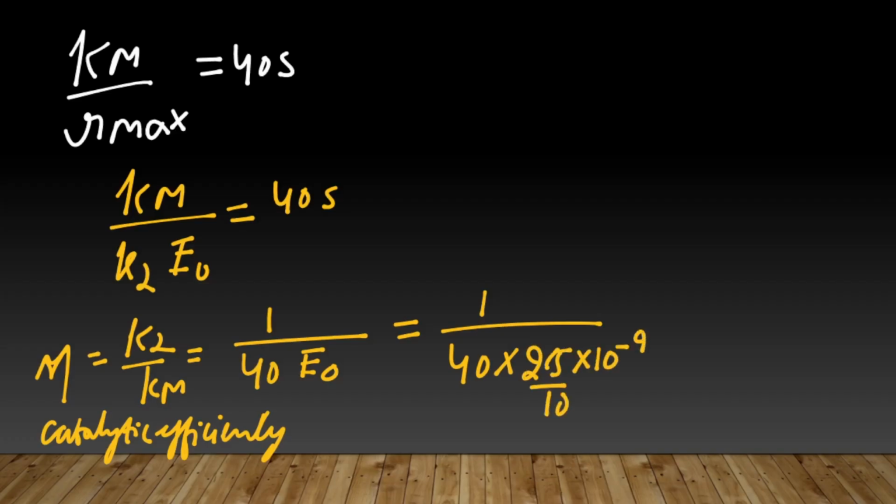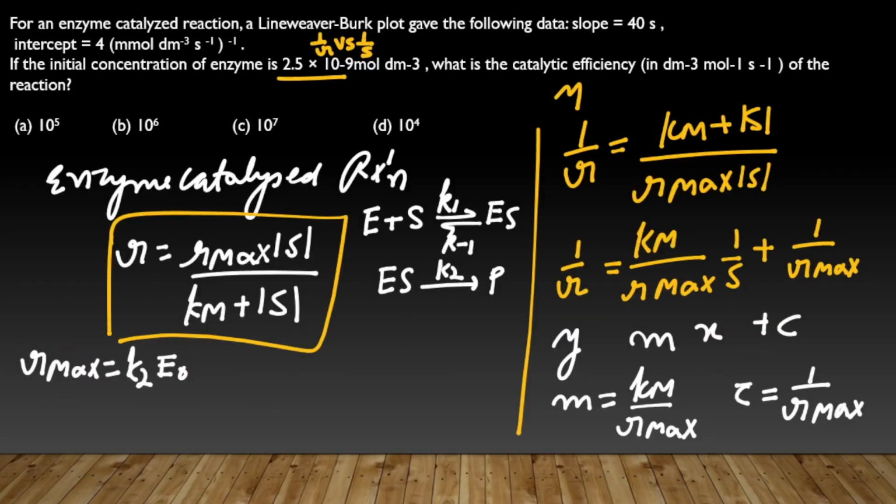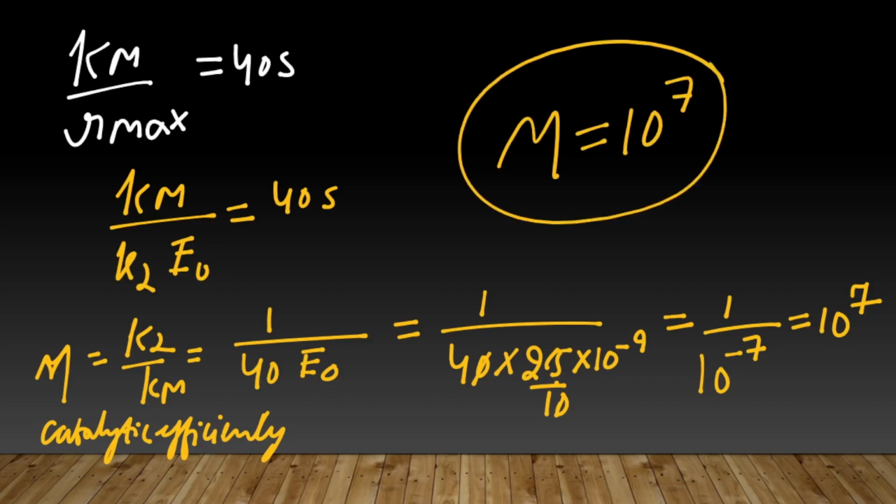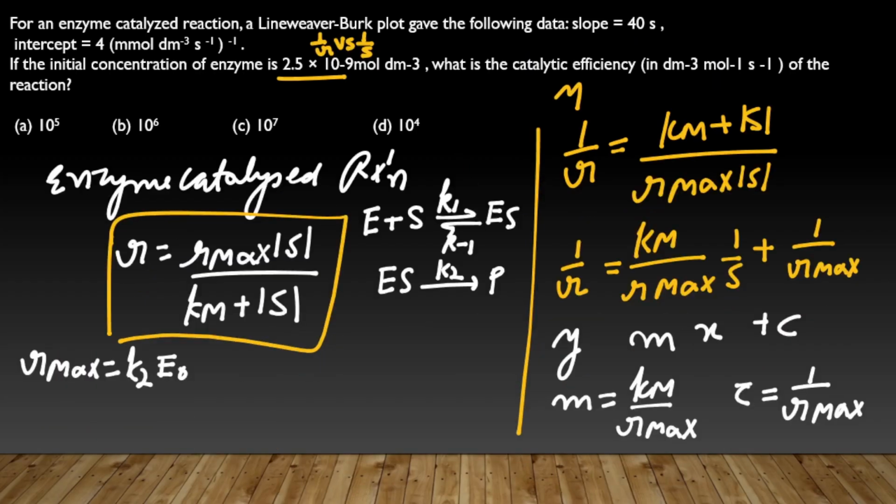So this decimal will get cancelled. 25 fours are 100, which becomes 10 raised to the power of minus, concentration is 10 raised to the power of minus 9 only. So 10 raised to the power of minus 7, bringing it into the numerator, it will become 10 raised to the power of 7. So the catalytic efficiency we are getting is 10 raised to the power of 7. So the answer is given in option C.